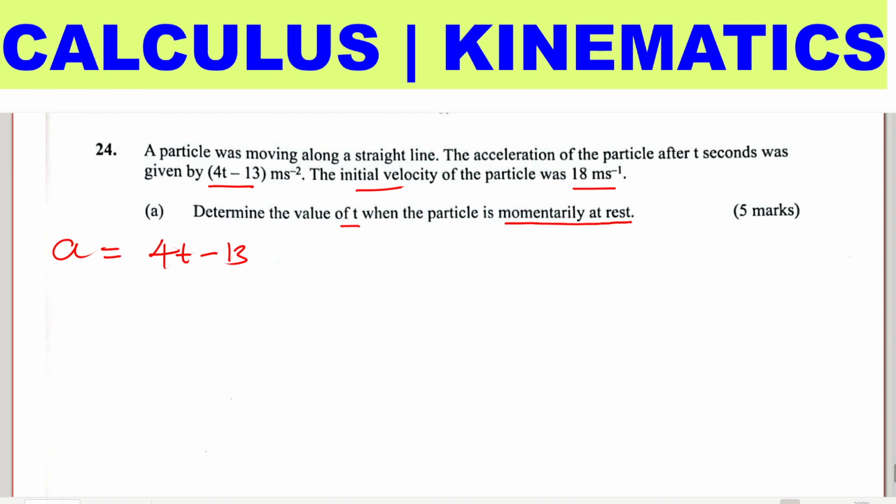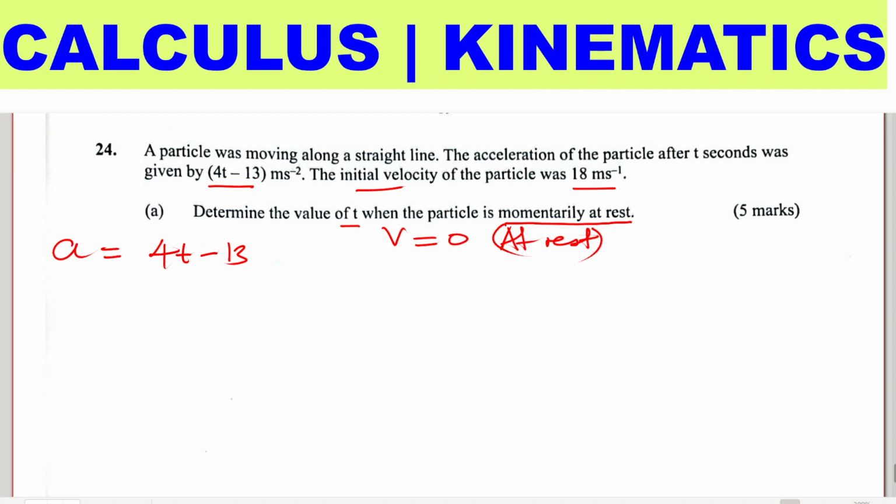One important thing that is going to help you in this question is the fact that when the particle is momentarily at rest, velocity at that instant is 0. That is, when the particle is at rest, velocity is equivalent to 0. So this tells us that we must get the expression for velocity.